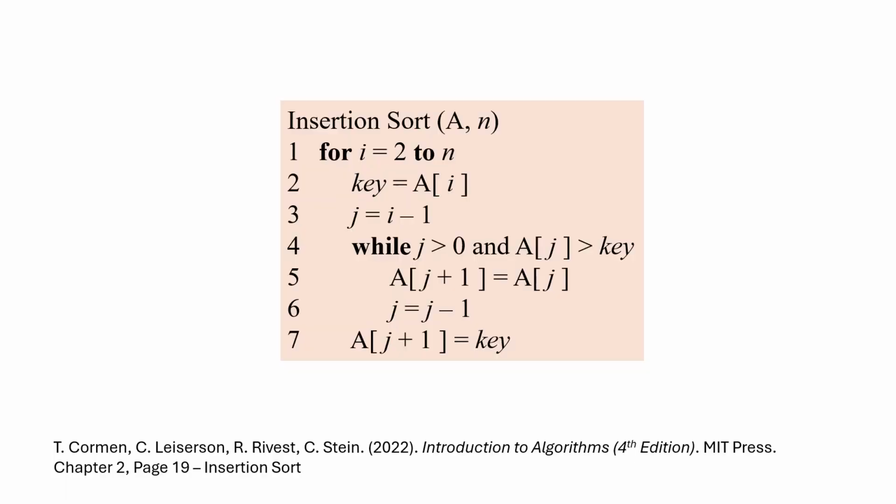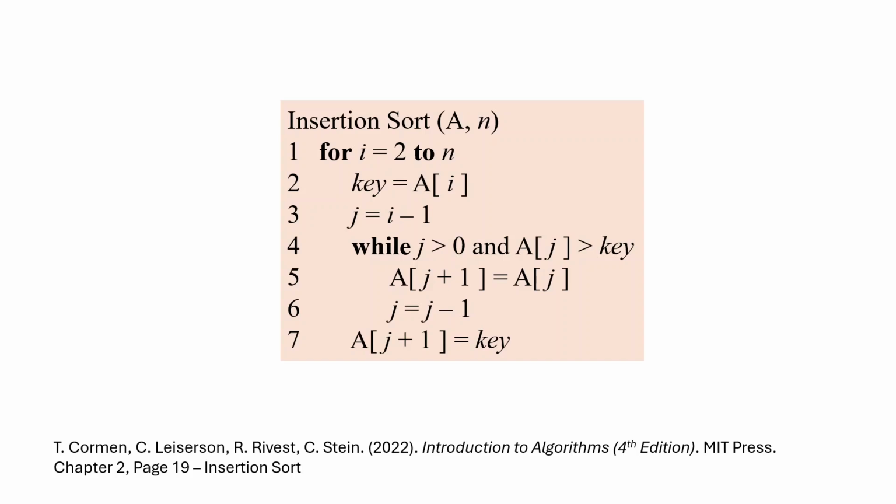The insertion sort algorithm is very old. It was first described in a computing context as late as the 1950s, and what you see on the screen right now is pseudocode for an insertion sort. What you do is you start a pointer I at the second element of your array, and then you advance that pointer I to the nth element of the array.